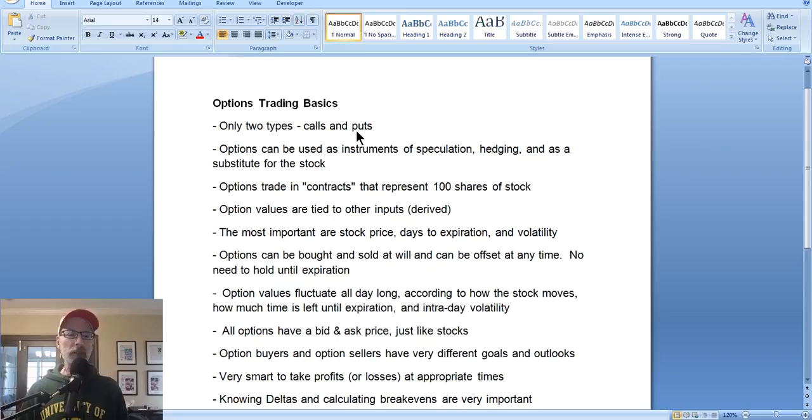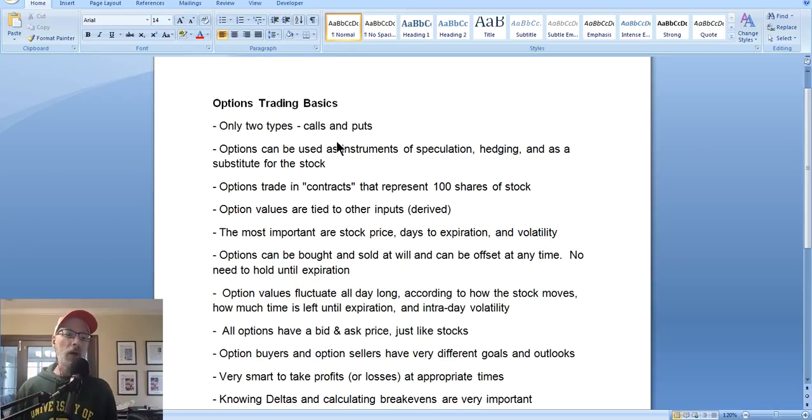So let's just understand that there's only two types, calls and puts. And all options can be seen as instruments for speculating on a directional play in the market. They can be used for hedging purposes, meaning you want to protect a position that you may already have in place, and they can also be used as a substitute for the stock. One of the strategies that I highly recommend as an option buyer is buying deep in the money call options. That's something that I've made other videos about. But today, let's just talk about what options are and how they're priced, where their prices come from, and some of the important factors you need to know.